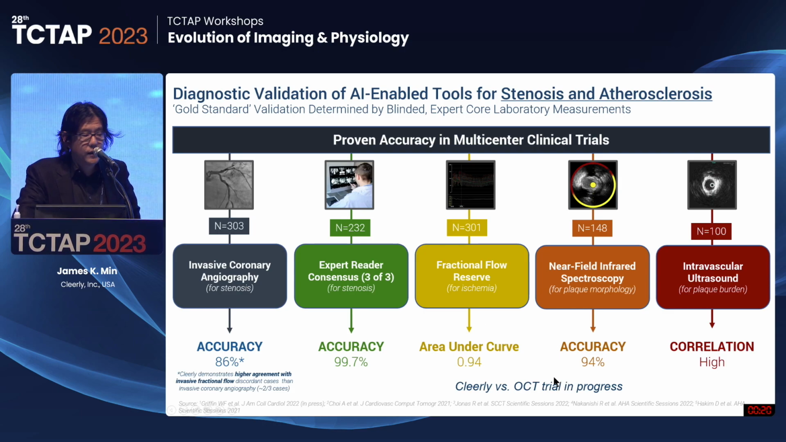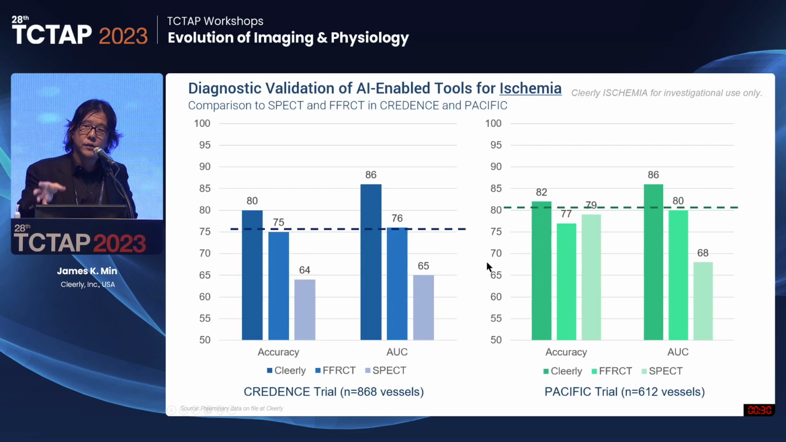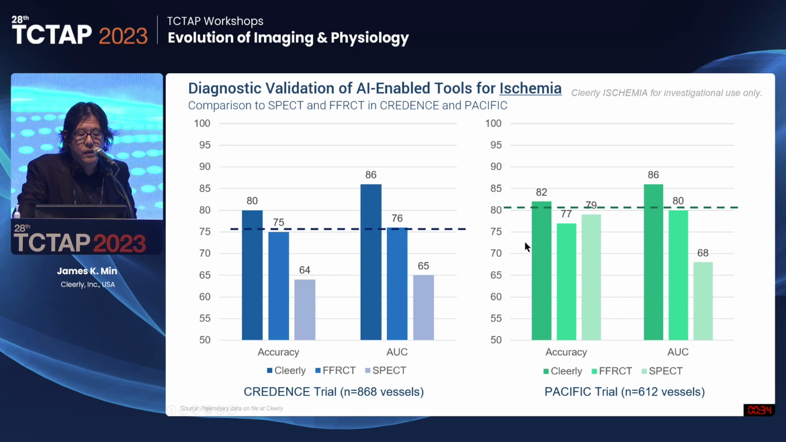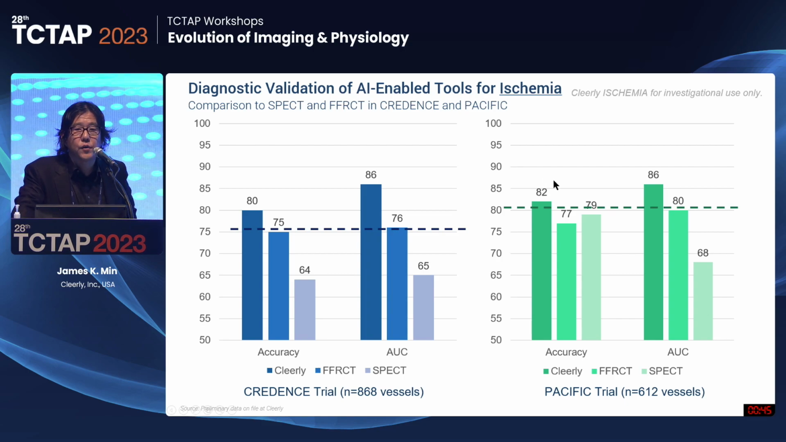There is another trial that Dr. Mintz and Dr. Lansky at Yale are currently doing the core lab analysis for OCT, so that should be coming out pretty soon. And then if you take all of those things and plug them into a machine learned algorithm to determine coronary ischemia, what you can see in this CREDENCE trial as well as the PACIFIC trial is that for measures of accuracy as well as discrimination, this approach does seem to be pretty good for determining coronary vessels that exhibit ischemia.